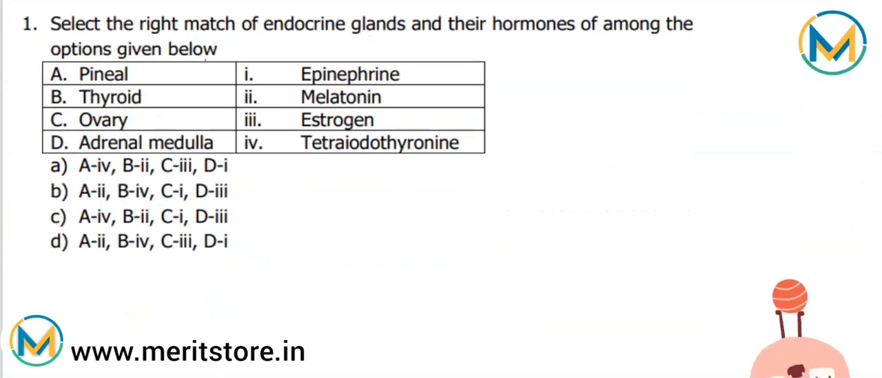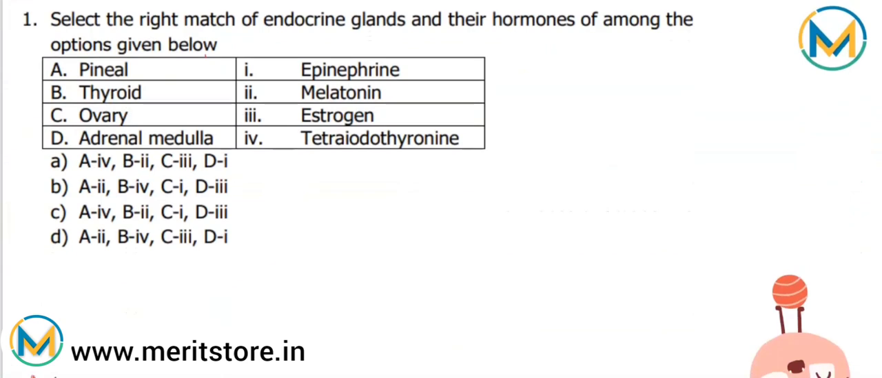First question, select the right match of endocrine glands and their hormones among the options given below. Now this column is for the endocrine glands and this column is for the hormones. We have to match and see the correct option. Now A, the pineal gland. It secretes the hormone melatonin.